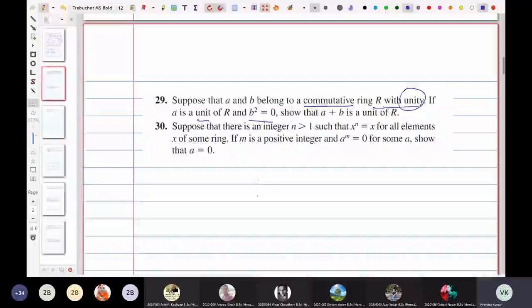So this is giving another criterion, without actually showing directly that some element is a unit; we can claim that that particular element is going to be a unit. For that, this element should be a unit, and the square of this other element is going to be 0. So we need to show that a plus b is a unit. 29th question. So to show this is a unit, we need to find some element whose product with a plus b is going to be the identity.